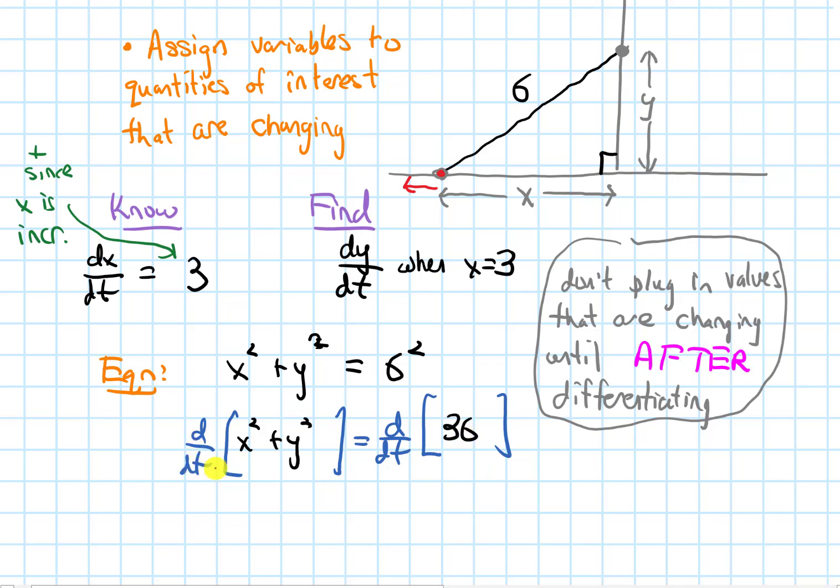Okay, so now I have to differentiate implicitly because the t is different from the variables that I see here. First I take the derivative of x squared as I normally would, which is 2x. But then I have to do chain rule and multiply by the derivative of x, which is dx/dt. Same thing for the y: I'll get 2y times the derivative of y, which is dy/dt. And the derivative of 36 is 0, because that's a constant.